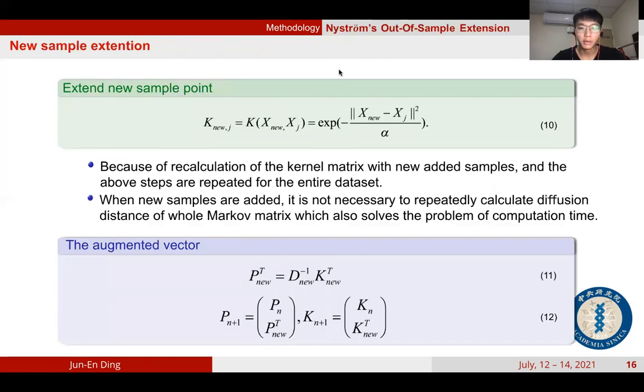Because the kernel matrix must be recalculated with newly added samples, and the above steps are repeated for the entire data set, we can extend new sample points from the validation set and then recalculate the diffusion distance and the kernel matrix. The new elements of the kernel matrix form an augmented vector, so the augmented Markov transition matrix Pn-1 can be rewritten as equations 11 and 12.